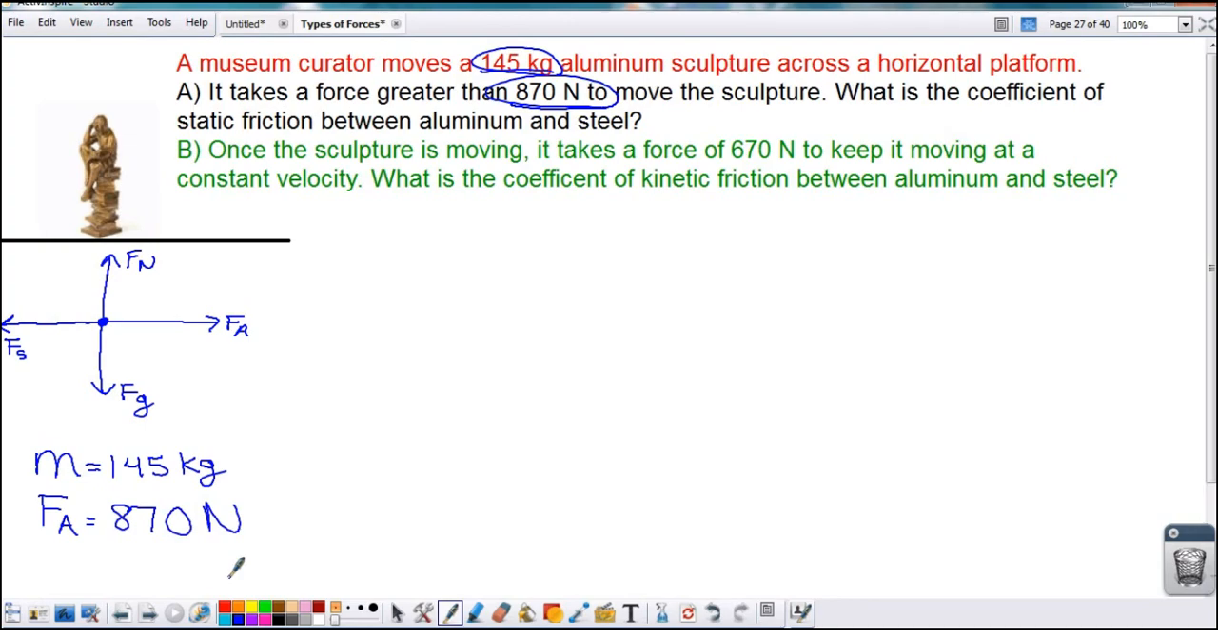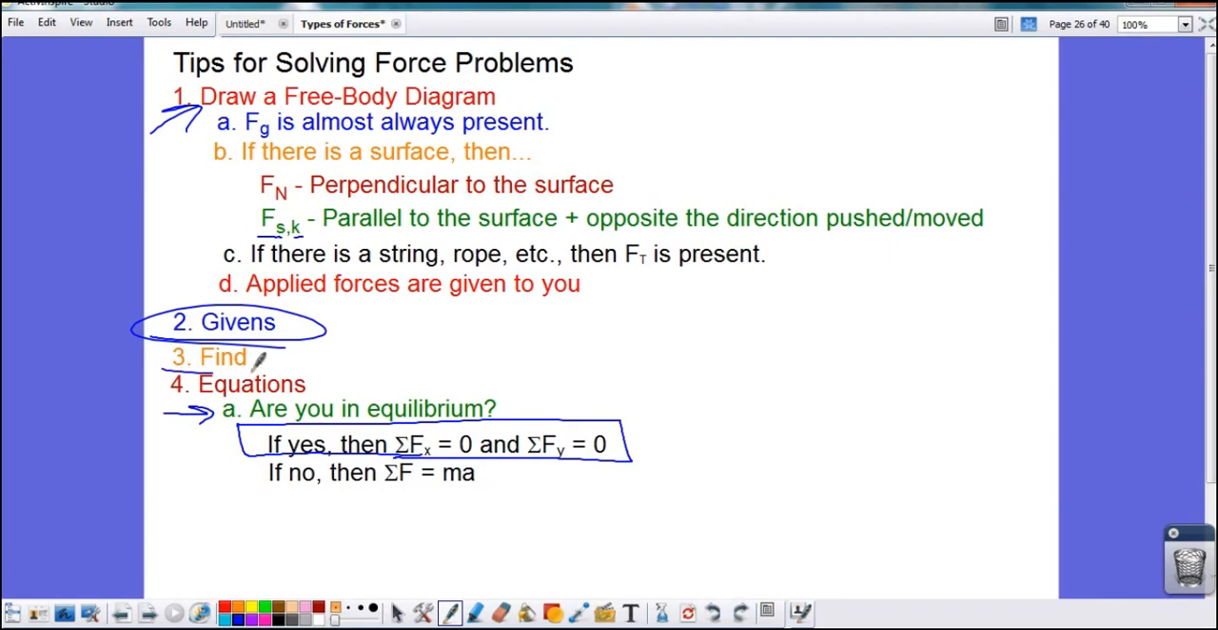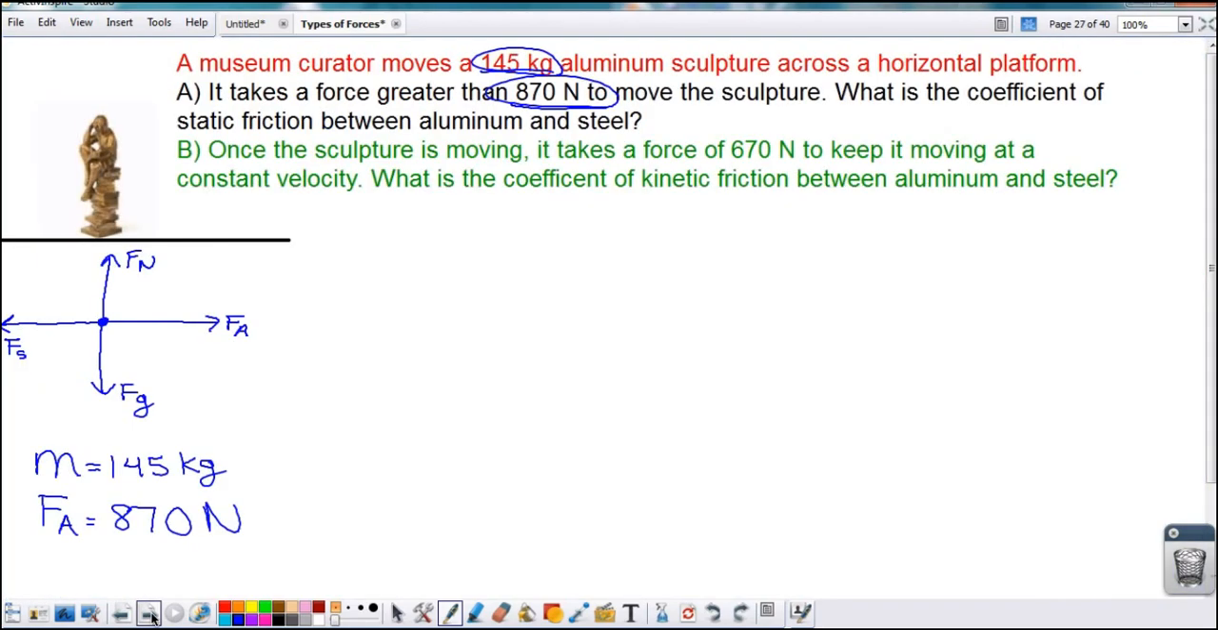It says, what is the coefficient of static friction between aluminum and steel? And that is our next step, to write down what we're trying to find. So the coefficient of static friction, we are trying to find mu sub s. That's the coefficient of friction, and this means static. So that's what we're trying to find.